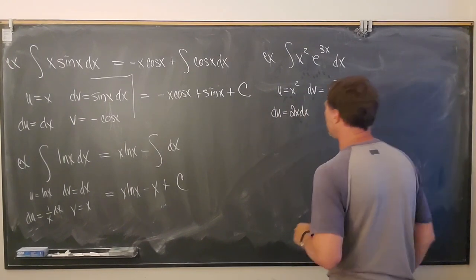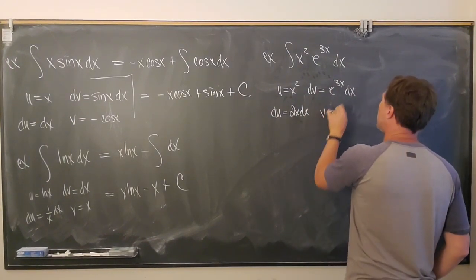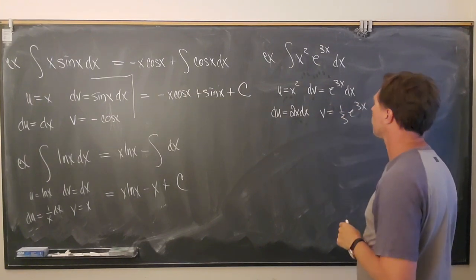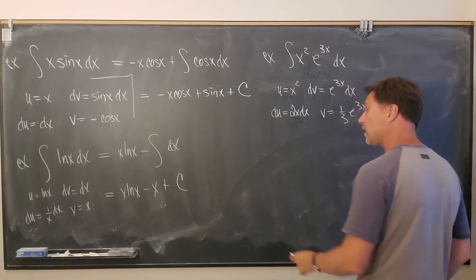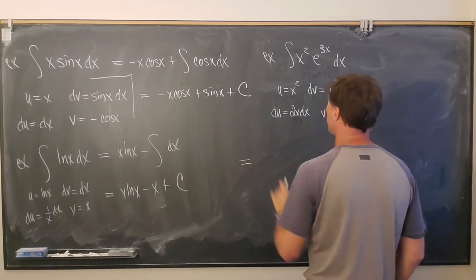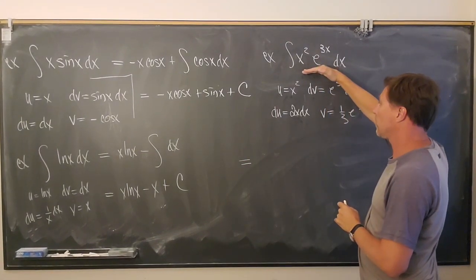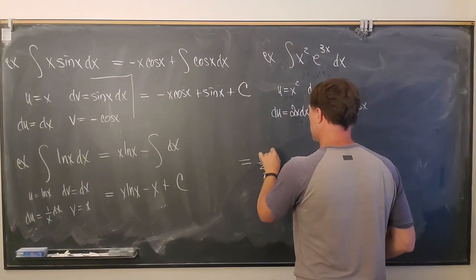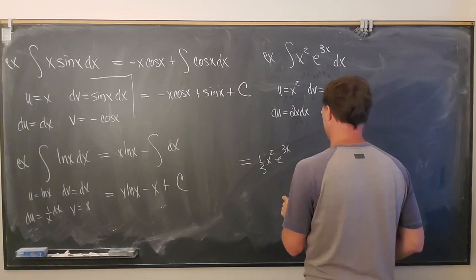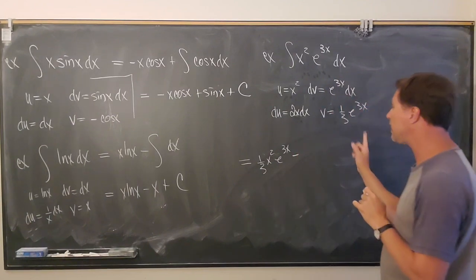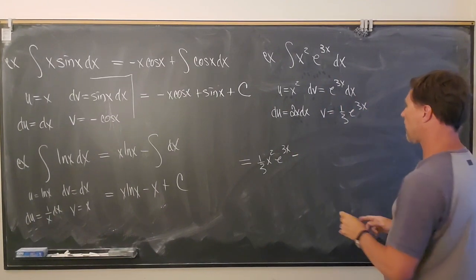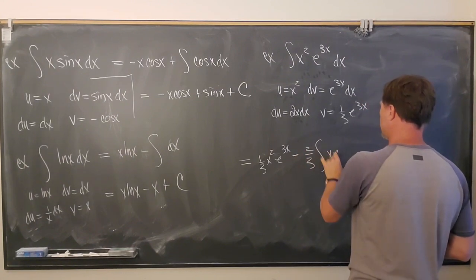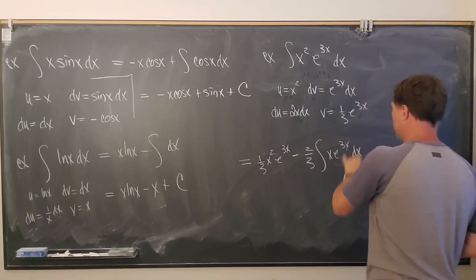All right, so we get du equal to 2x dx, and then v is 1/3 e to the 3x. And so now when we put this into the integration by parts formula, what we'll get is our original integral is equal to u times v, that's 1/3 x squared e to the 3x, minus the integral of v times du. So that will be 2/3 integral x e to the 3x dx.